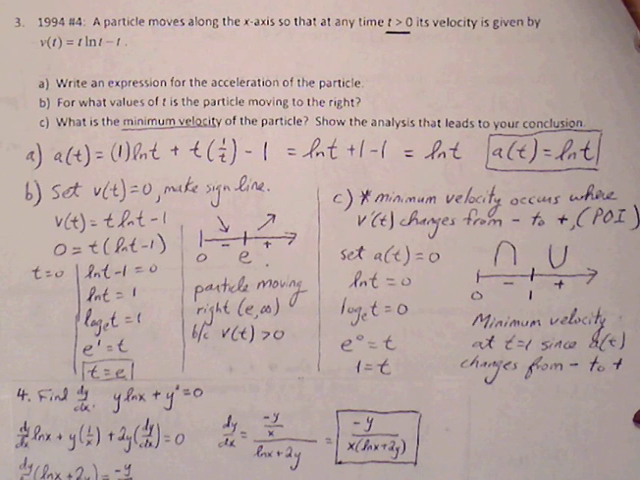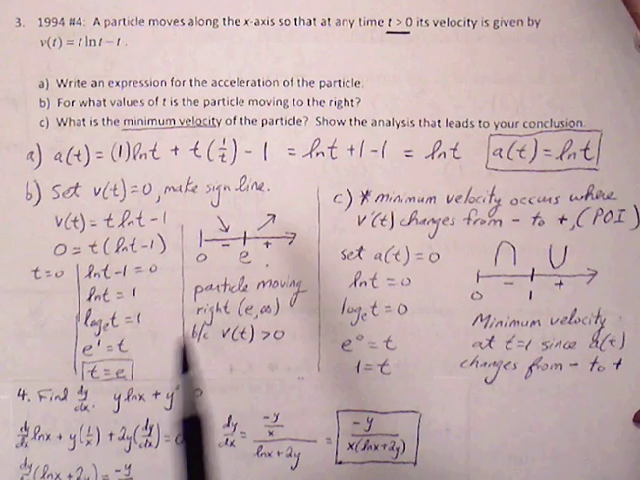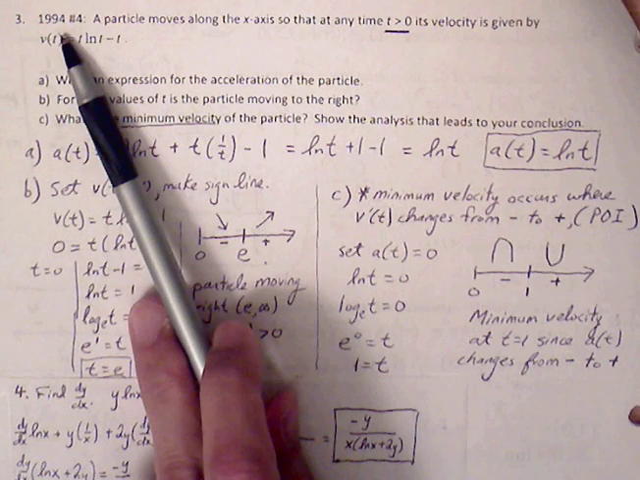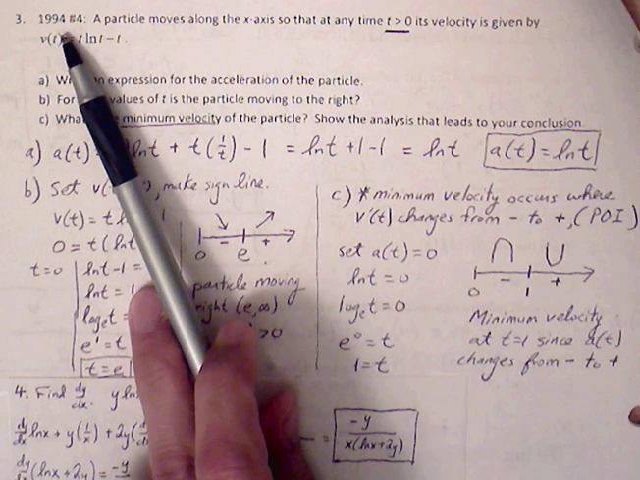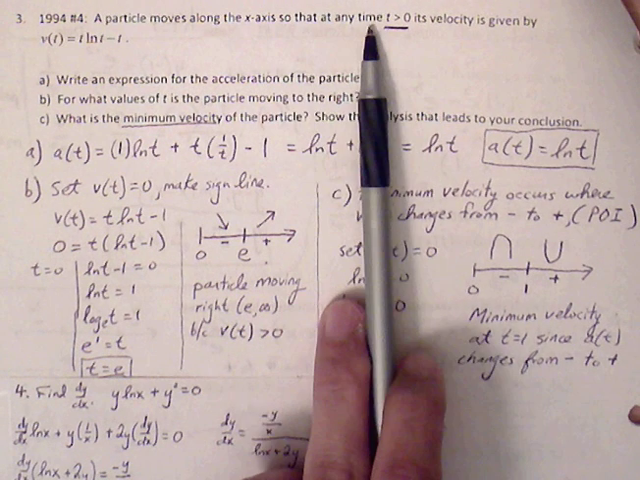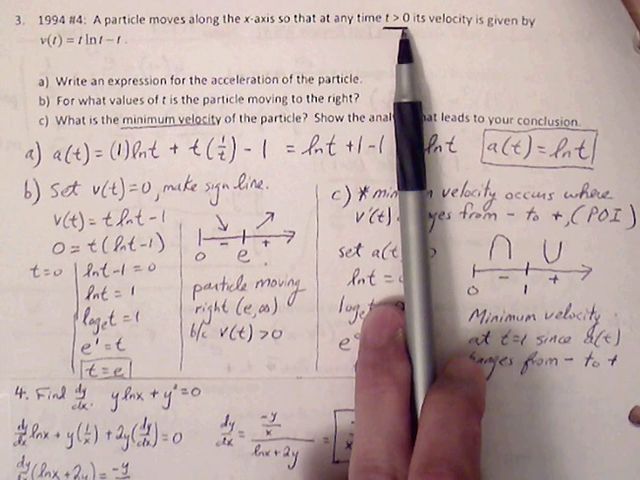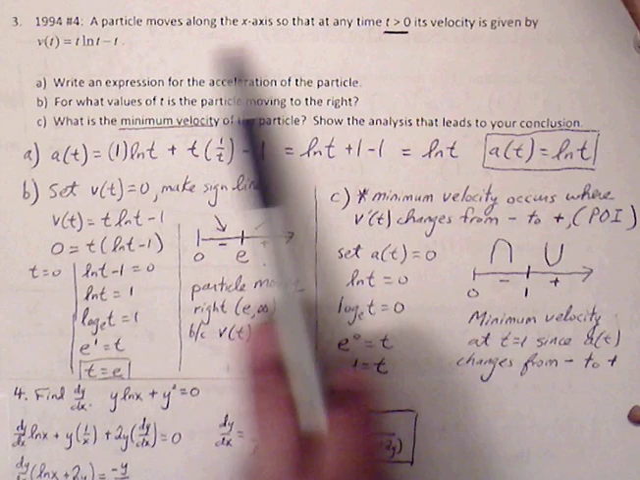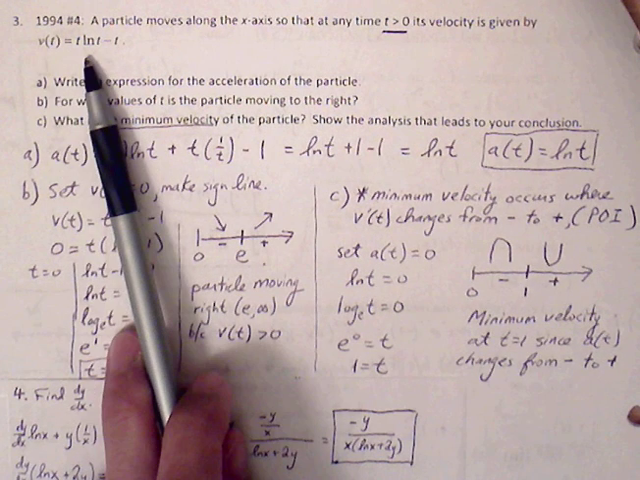Let's continue with the Chapter 5 test review, worksheet number 1. This is the back page, number 3. This is an old AP problem from 1994, number 4. A particle moves along the x-axis so that at any time t greater than 0, its velocity is given by this v of t function.